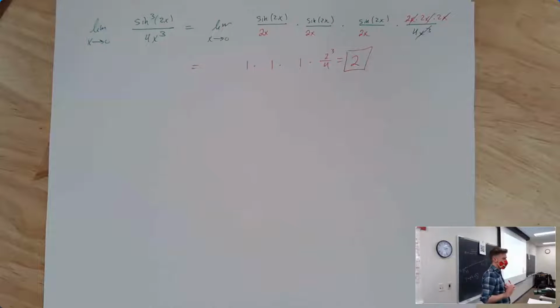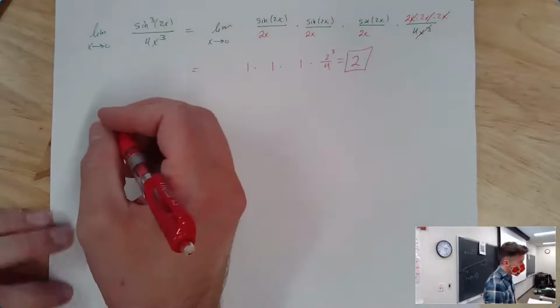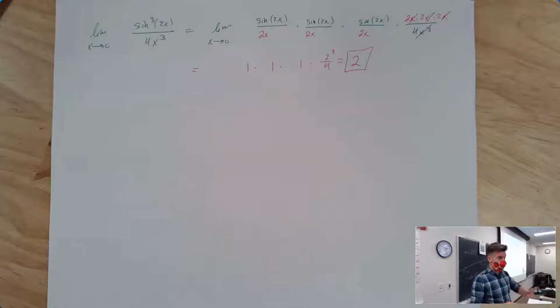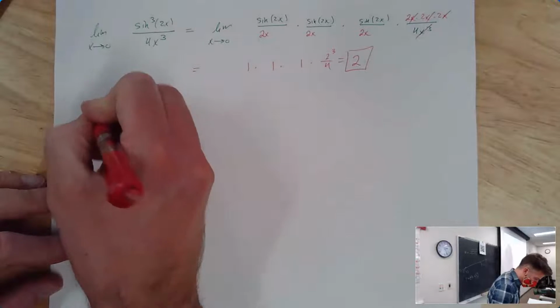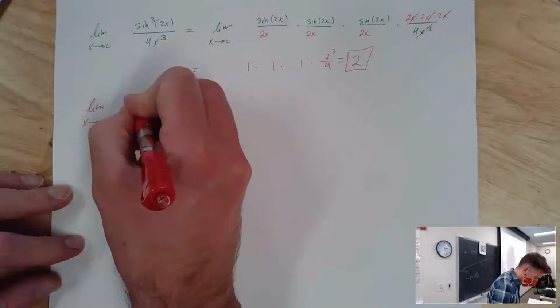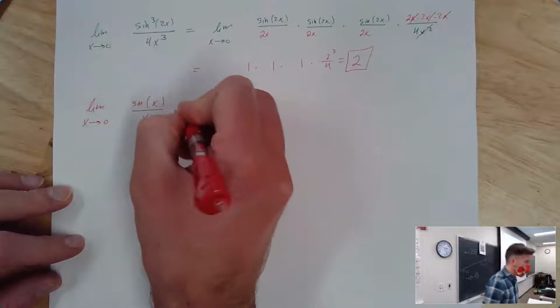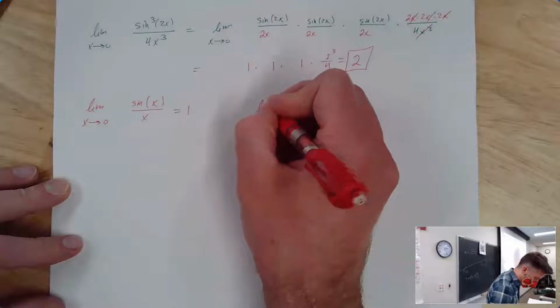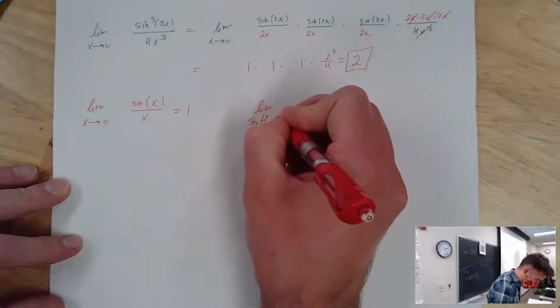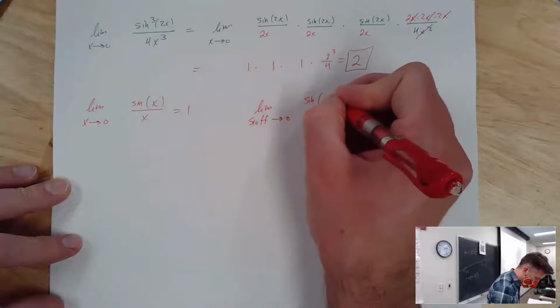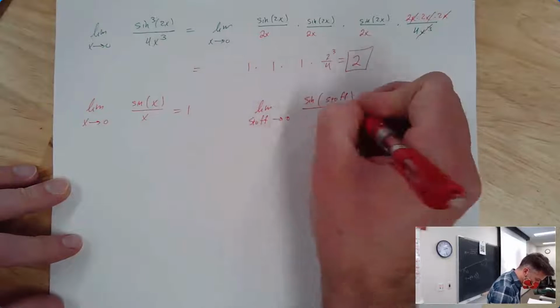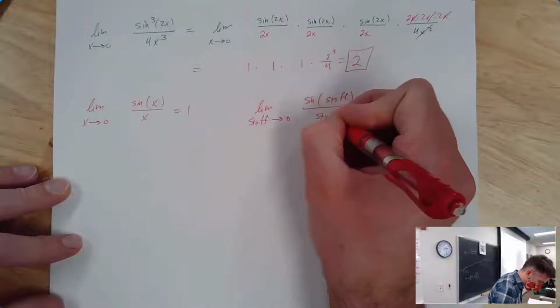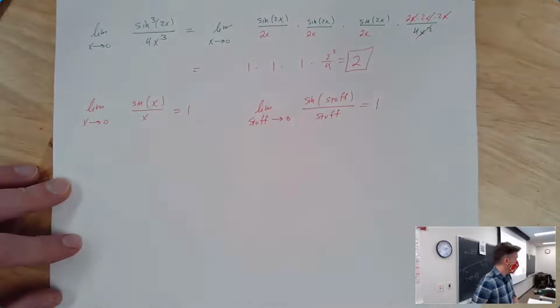Excellent question. Why do we want the 2x on the bottom? Well, I believe we have seen before, and you guys should correct me if I'm making an incorrect assumption here, that the limit as x goes to 0 of sine of x over x is equal to 1. Or more generally, the limit as some stuff goes to 0 of sine of whatever that stuff is, divided by the exact same stuff, is equal to 1.